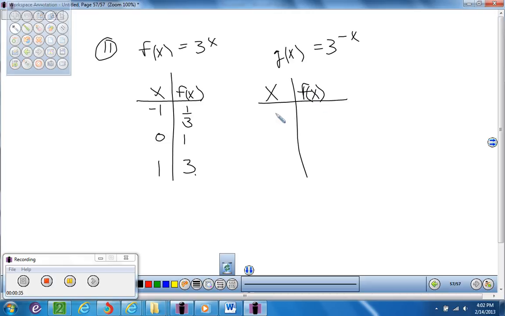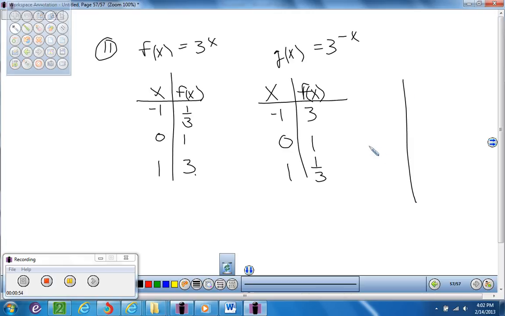If I plug in negative 1 for this, I'm going to get negative, negative, so I end up with 3. If I plug in 0, I still get 1. Okay, and then if I plug in 1, I'm going to actually end up with 1/3. So if you notice, these are kind of switched.